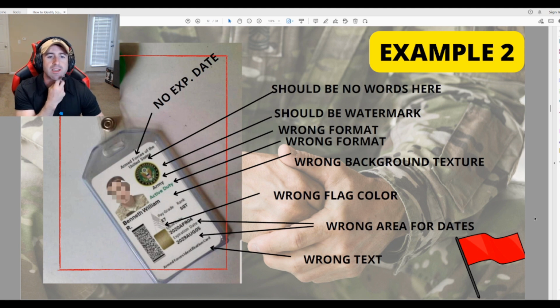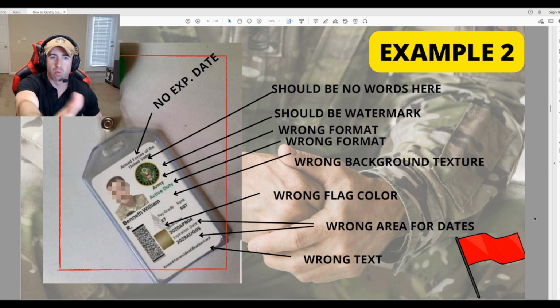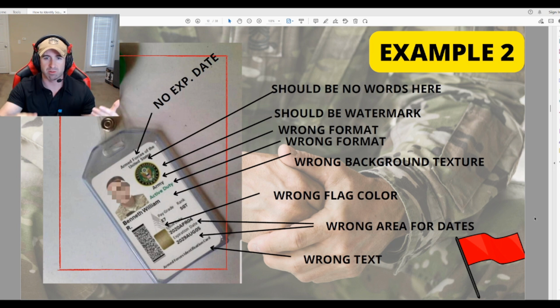Dude, my gosh, look at all the stuff wrong with this one, right? Look, at least he has the shoulder up photo, right? Where it says there's no expiration date, there's no wording there at all. Should be a watermark, right? As we saw back where there was a watermark. Wrong format, wrong date format, wrong military format, wrong background texture.